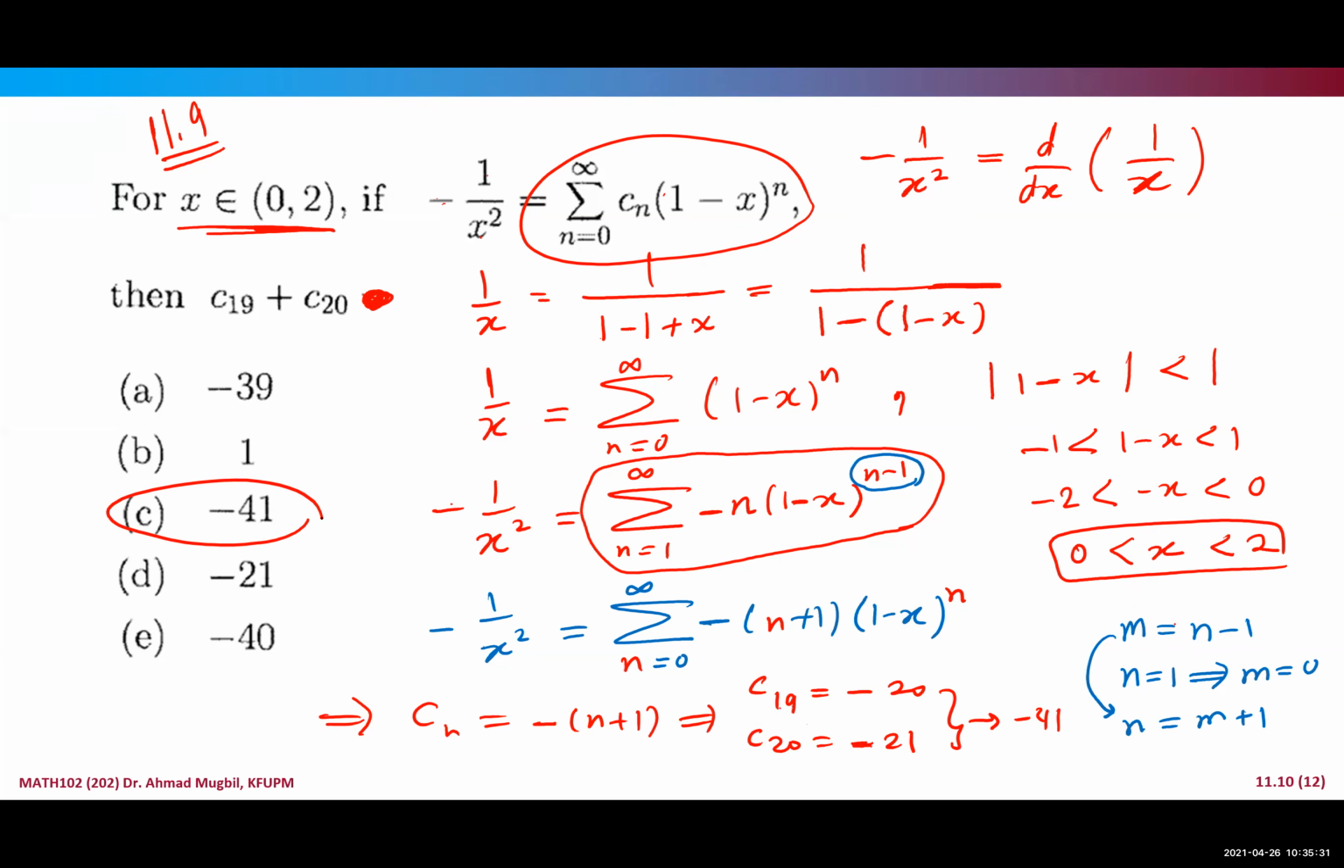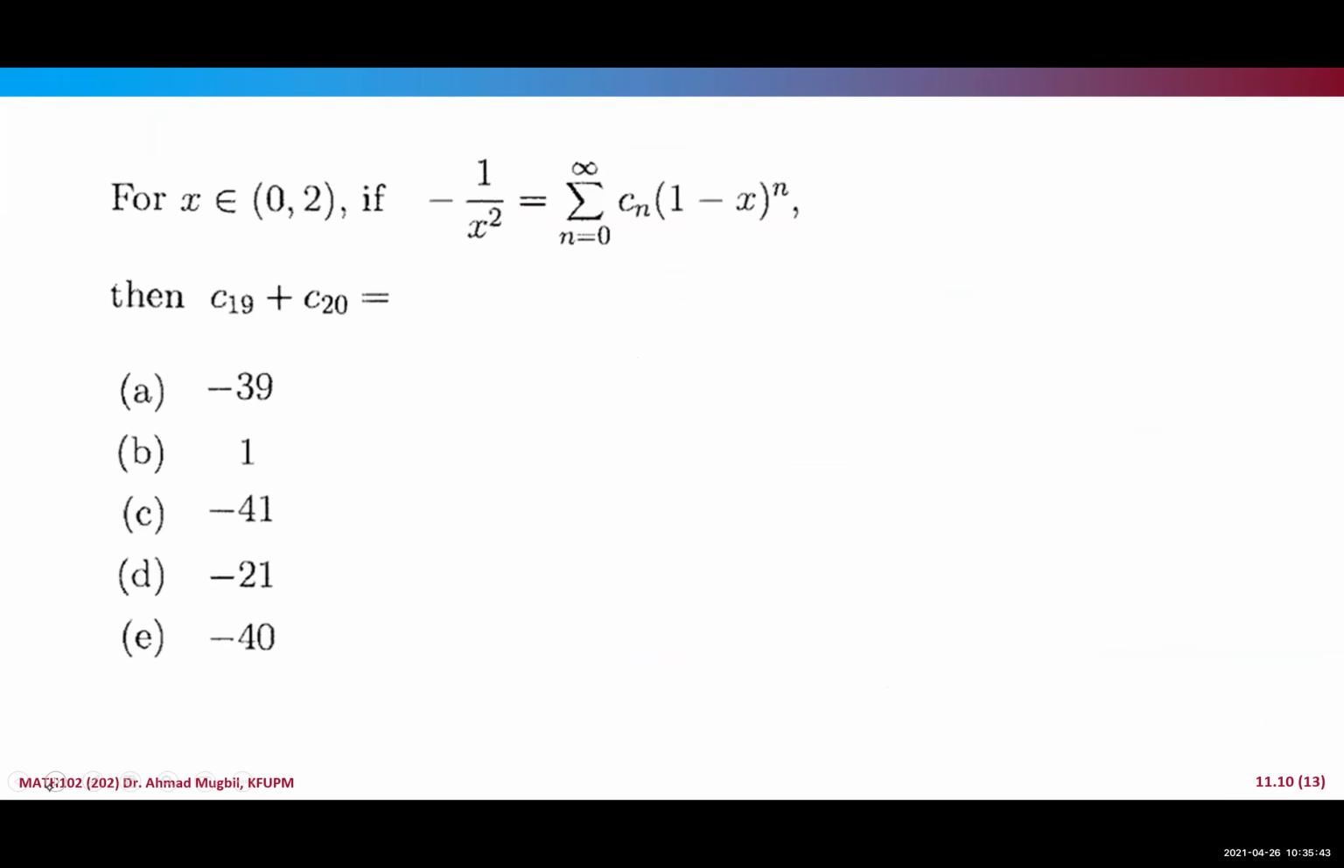Any question, Shabab? Is it clear? So this is 11.9. How can we solve it with the ideas of 11.10? In 11.10, Shabab, if you have a function and you want to write it using a Taylor series.